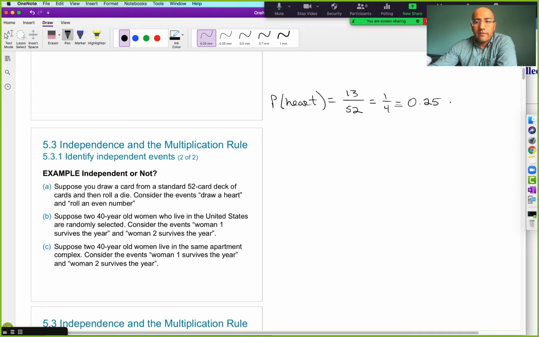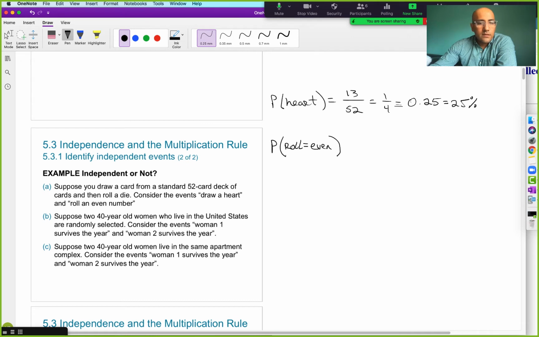25, which turns into 25%. Good. Okay. Now, the probability that we roll an even number is the probability that we roll one single die, and the answer is even.